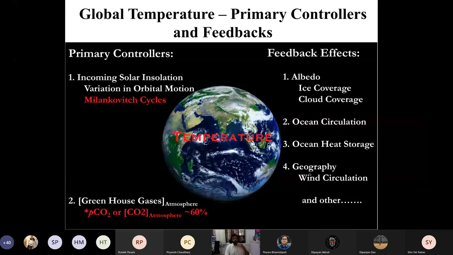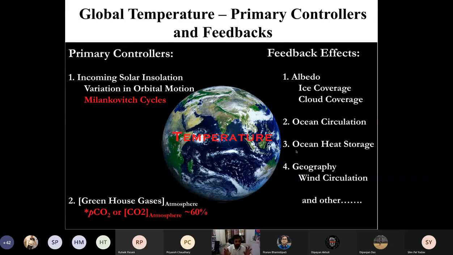Now, when we talk about global temperatures, it's dominantly controlled by incoming solar insolation, which is manifested in the variation in the Earth's orbital motion, and the concentration of the greenhouse gases in the atmosphere. You've got to understand one thing. As a planet, we are nothing but a piece of rock suspended in vacuum going around a star. So there are two fundamental ways in which you can change the temperature of this piece of rock.